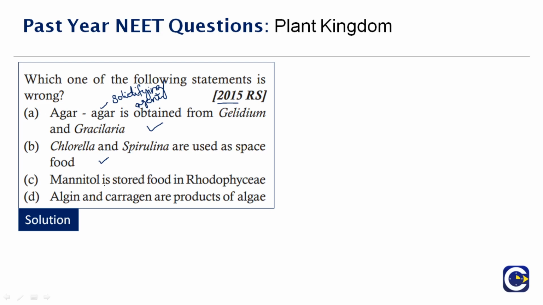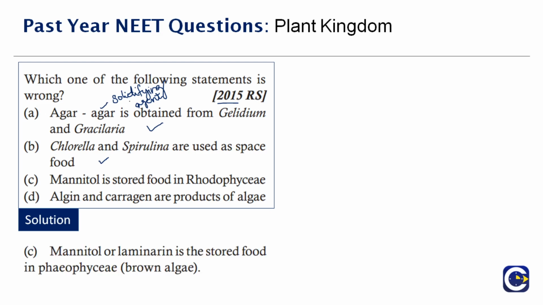See, mannitol is a type of sugar, we all know that. Sometimes it is used as an alcohol, it is used as a sweetener, or it is also used in certain medications. Now mannitol is not a stored food in Rhodophyceae, but it belongs to Phaeophyceae. Apart from mannitol, you also have laminarin, commonly called laminarin. They are the stored food of Phaeophyceae.